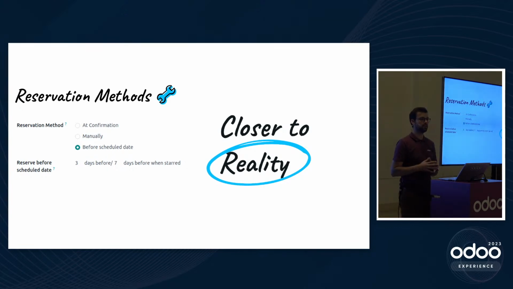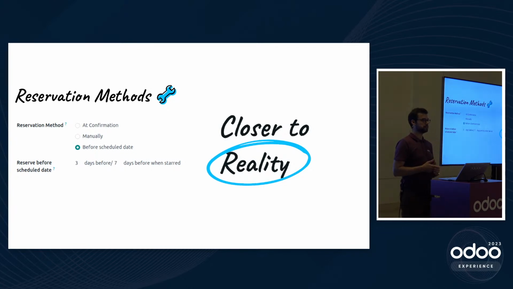The manual option is really useful if you want to set your own rules for triggering this reservation. It means that in the list of transfers, so in the list view, you can group by, filter, and you can launch the reservation whenever you want. And of course, you can do it as well directly on the transfer. And the last option is the before scheduled date. This one will be used in order to avoid blocking a certain amount of products for a long time.